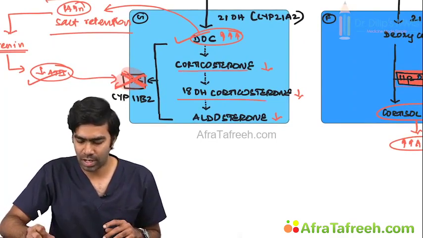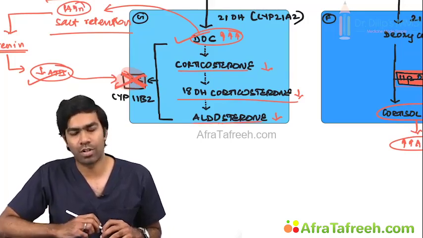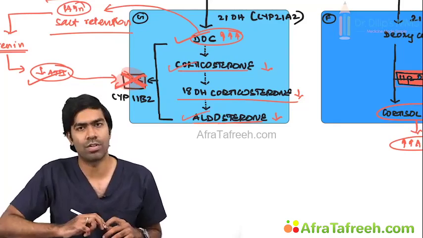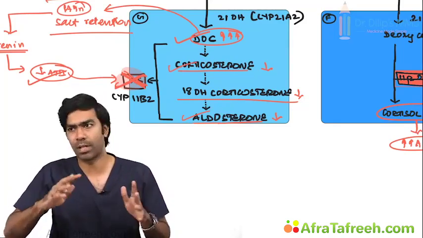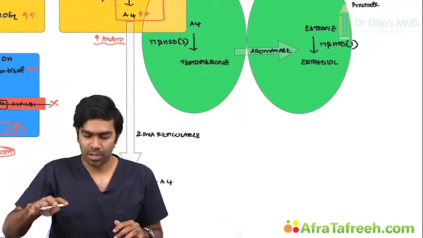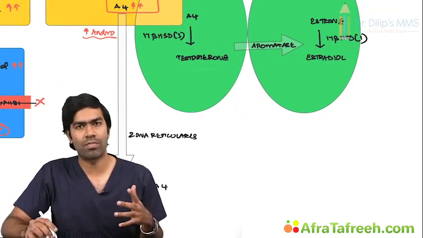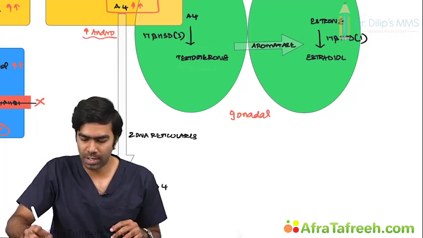Because of that, the conversion of deoxycorticosterone to corticosterone, the conversion of corticosterone to 18-hydroxycorticosterone, and further conversion to aldosterone will be very low, reducing the levels of corticosterone and aldosterone for sure. So this is the basis behind the biochemical picture that you are going to see later. But remember, since the 11-beta-hydroxylase enzyme is purely an enzyme of adrenal steroidogenesis, your gonadal steroidogenesis will be completely normal.